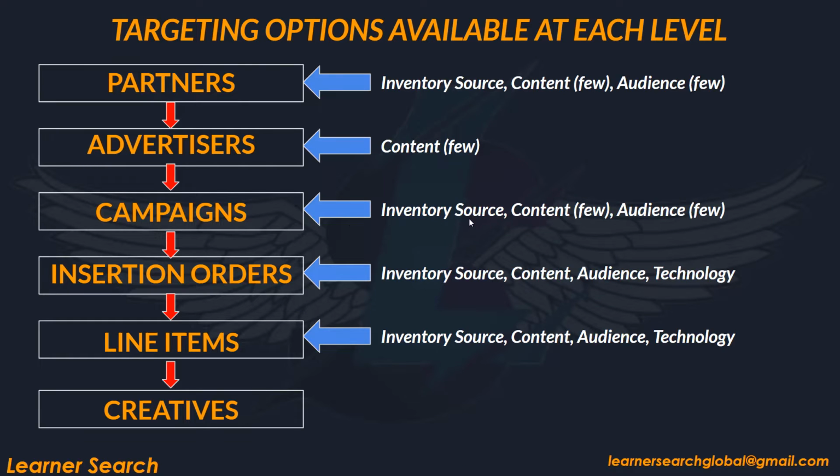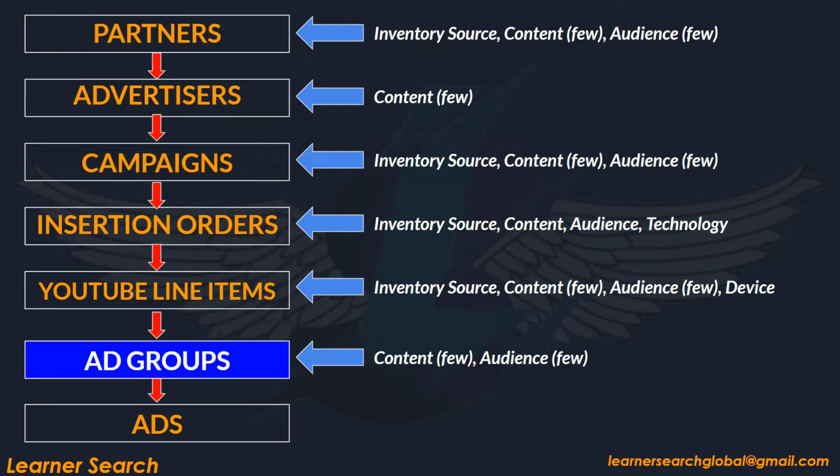At campaign level, there is inventory source. In content, only a few, and in audience, only a few options, and there is no technology targeting at campaign level. At IO and line item level, we can find all the options that are required in DV360. And at line item level, the options differ as per the line item type. In the next slides, I am going to show you how each targeting option differs as per the line item type. YouTube line items have an extra layer like ad groups.